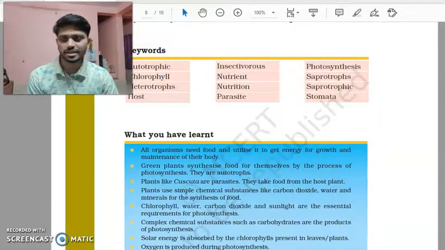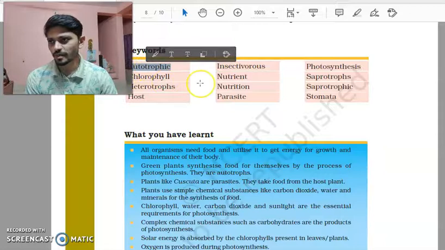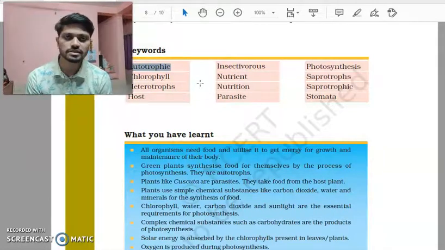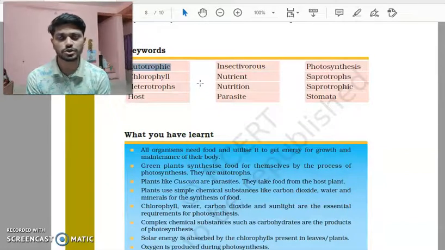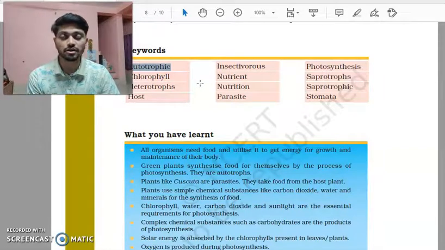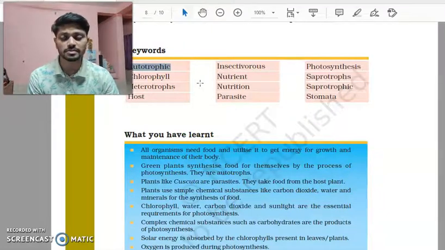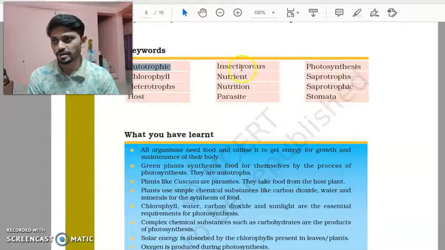So let's have a quick recap. What is autotrophic? Autotrophs are organisms which can prepare their own food. The most common example would be plants. There are also certain algae, which we can see as a greenish layer in certain ponds, which also have chlorophyll and hence are able to prepare their own food. These types of organisms are called autotrophic.